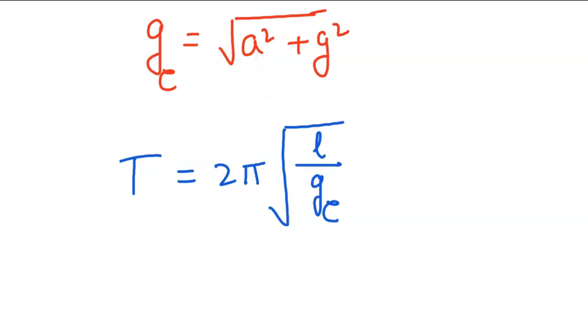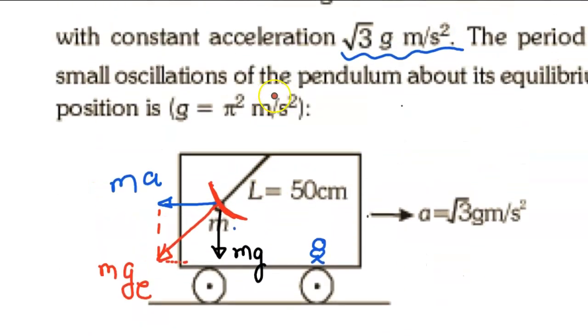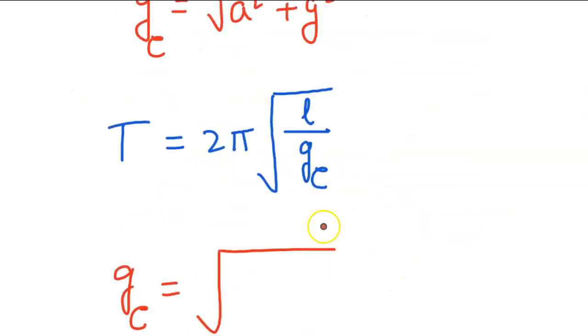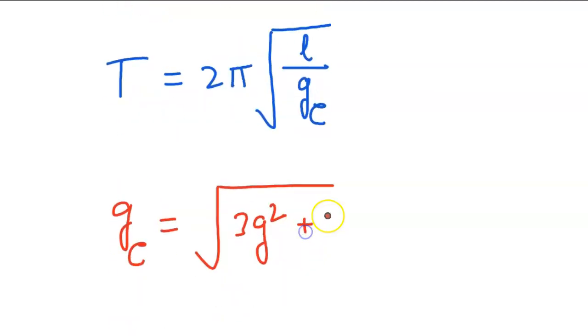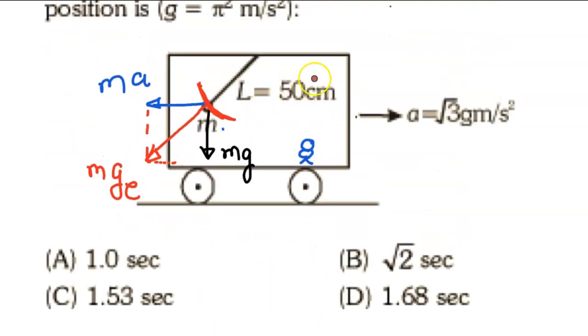So just find the value of g effective. g effective will be under root a square plus g square. What is the value of a in the question? It is accelerating with √3 g meter per second square. So this will be a square, that means 3g square, plus g square. So you will get 2g. This is the value of g effective, and the length of the simple pendulum is 50 centimeter, that means half meter.